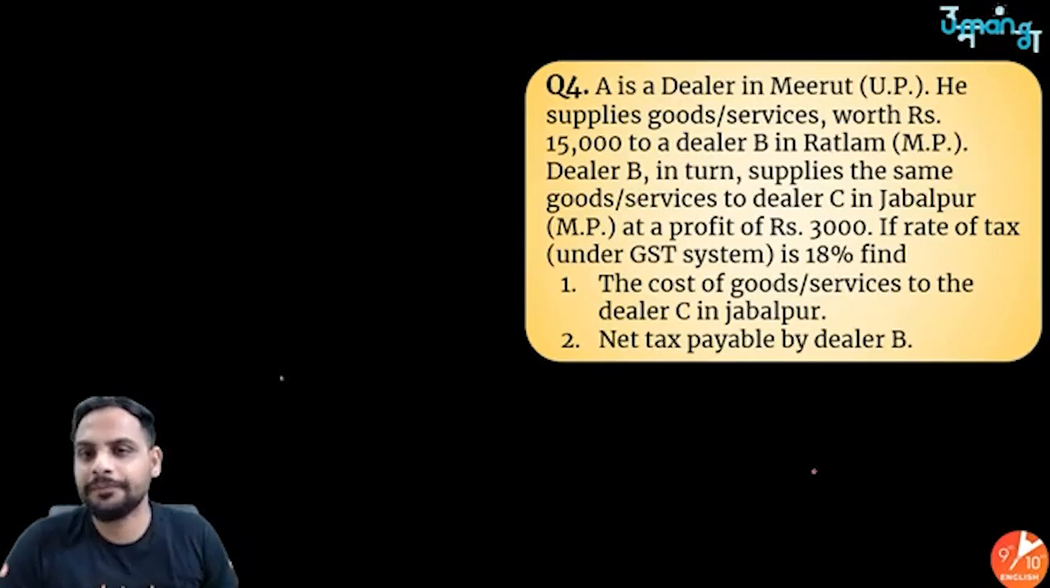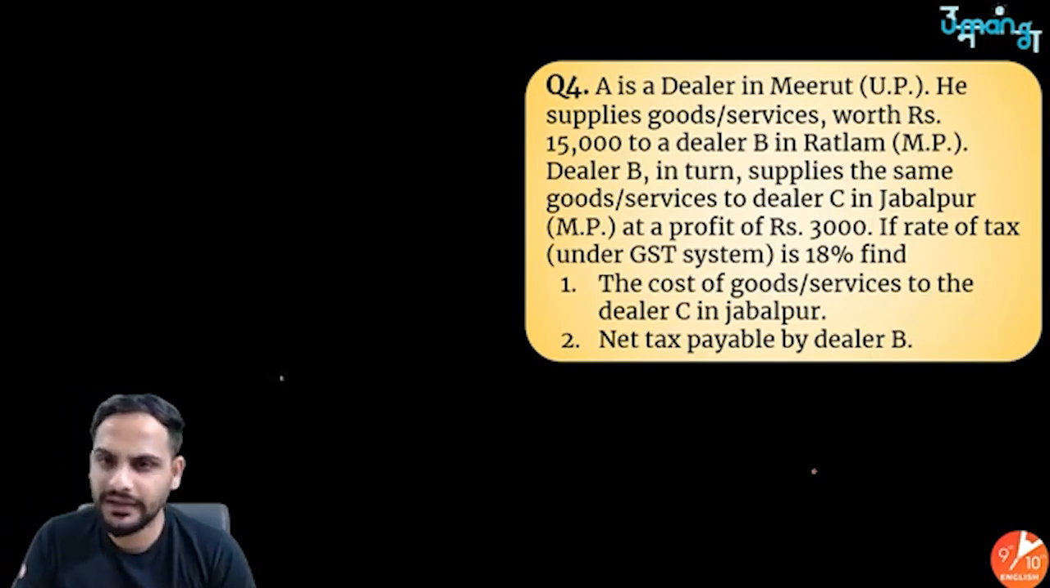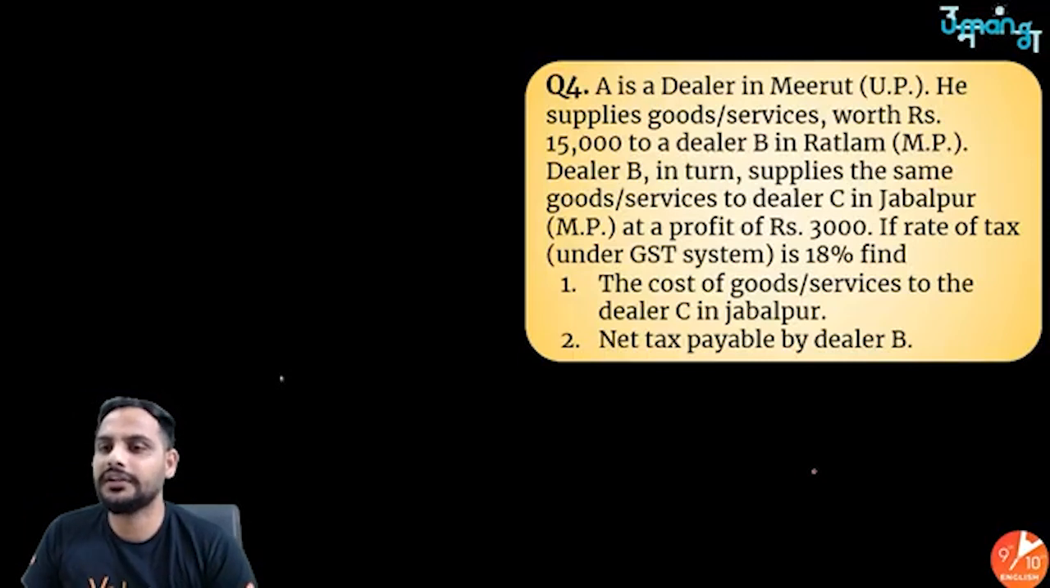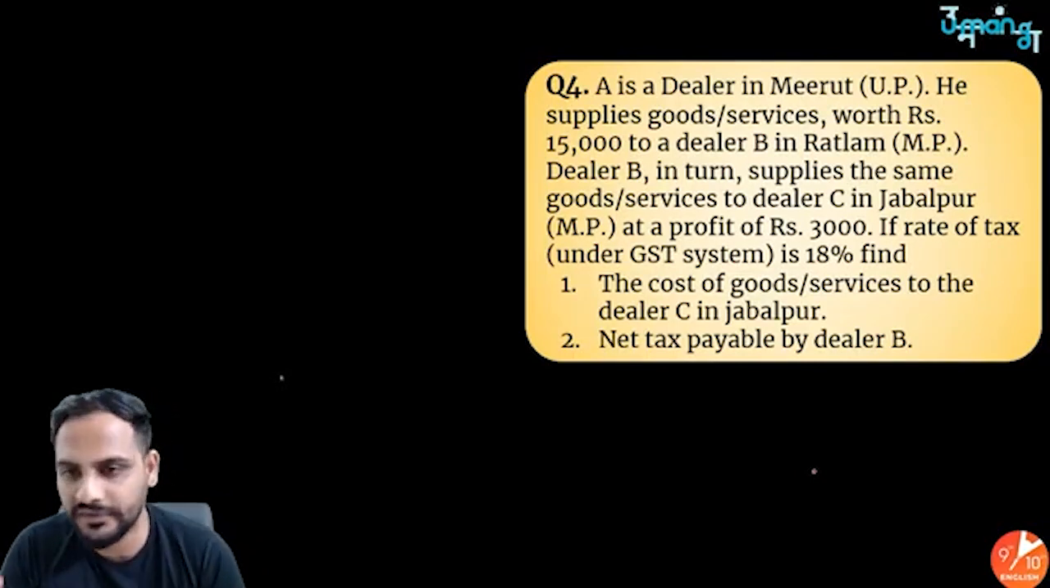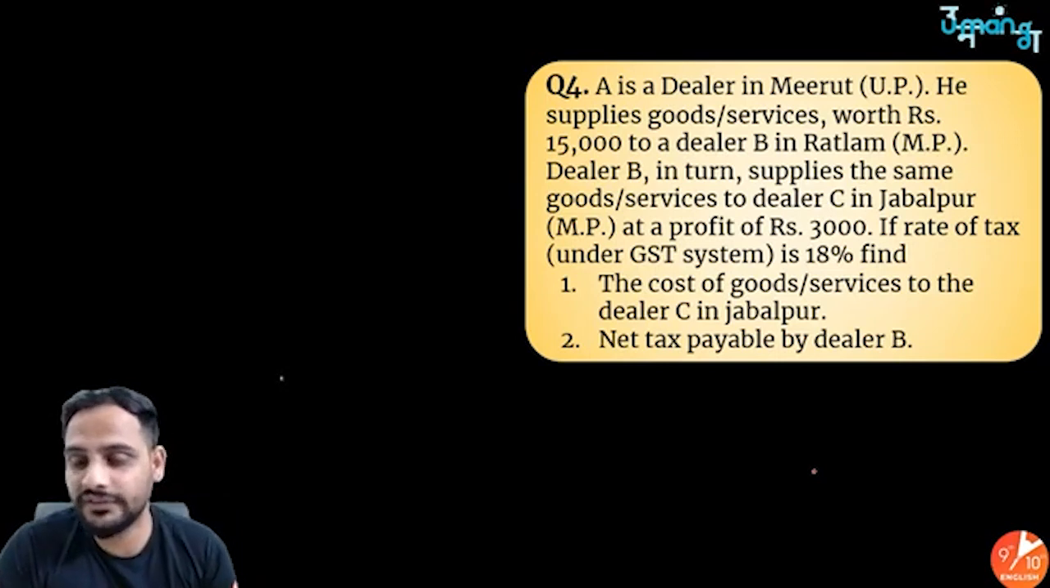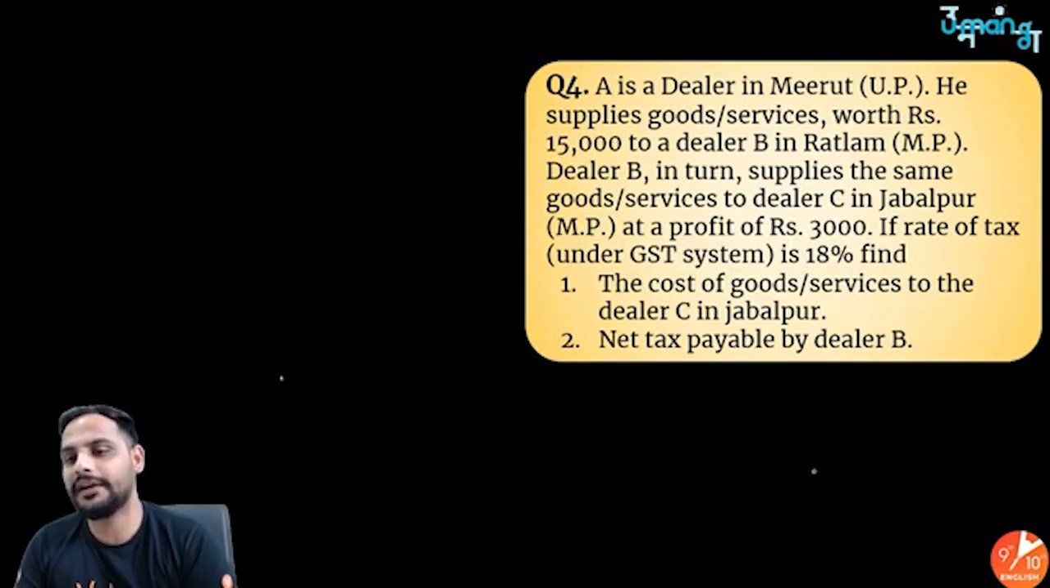Next question is this. A dealer in Meerut supplies goods and services worth rupees 15,000 to a dealer in Ratlam. Dealer B in turn supplies the same goods and services to dealer C in Jabalpur at a profit of rupees 3,000. If the rate of tax under GST system is 18 percent, find the cost of goods and services to dealer C in Jabalpur, and the net tax payable by dealer B.